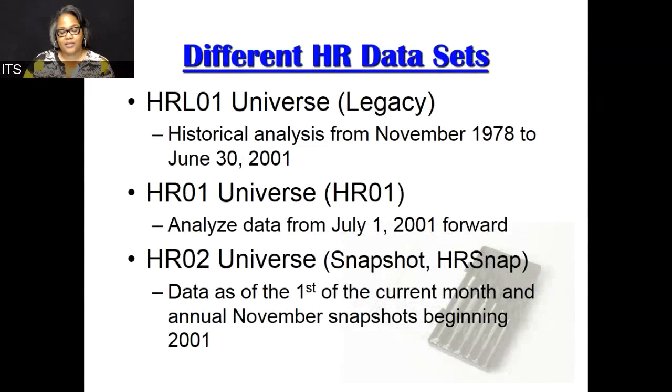Next up, the different universes for HR data. We have the HRL universe, which is also known as legacy. It provides a historical analysis from November 1978 to June 30th, 2001. And then we have the current data source that we have, the HRO1 universe, where you can analyze data from July 1, 2001 forward. And then we also have the HRO2 universe, which is known as HR Snap or the snapshot, where you can find data as of the first of the current month and annual November snapshots going back to 2001.